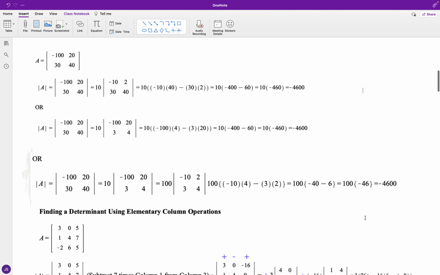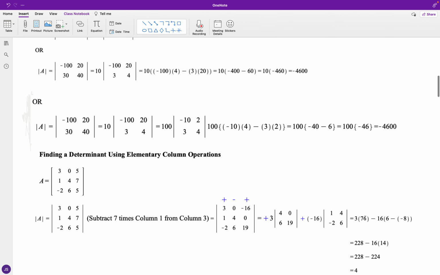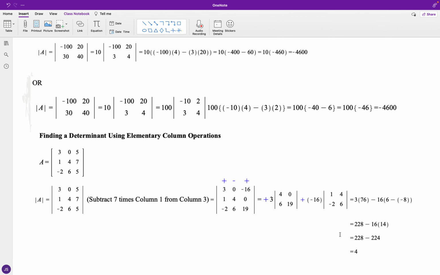Now, in looking at finding a determinant using elementary column operations, we've been accustomed to working with rows, but in the case of working with columns, here we have a matrix A that is a 3 by 3, and we have 3, 0, 5 at the top, 1, 4, 7 in the middle, and negative 2, 6, 5 on the bottom. And we want to, in a sense, create the presence of zeros to potentially reduce the amount of work involved in looking at the determinant of this particular matrix.